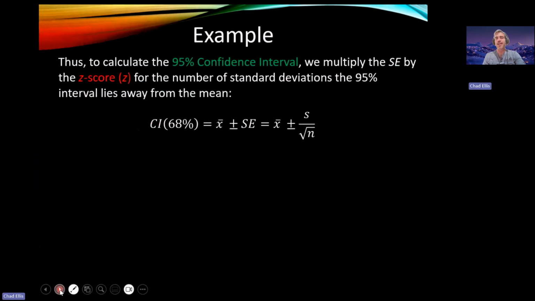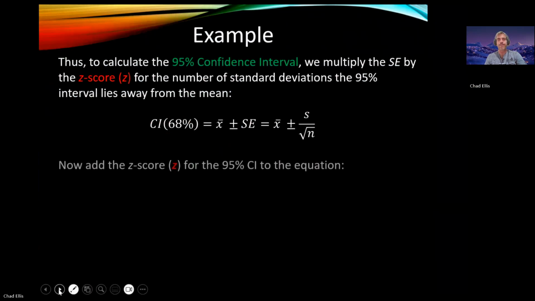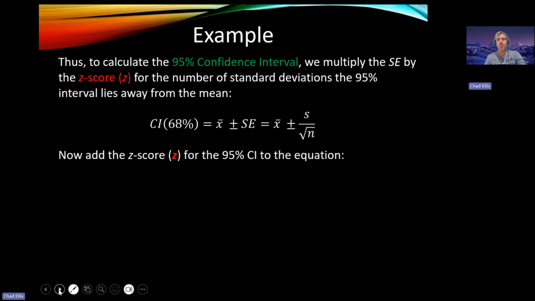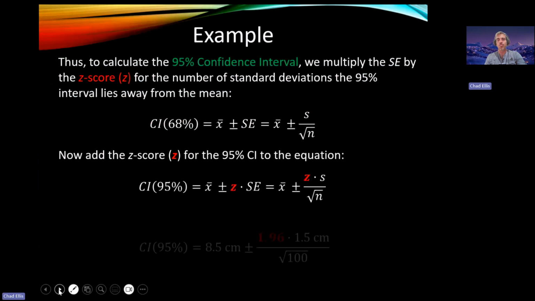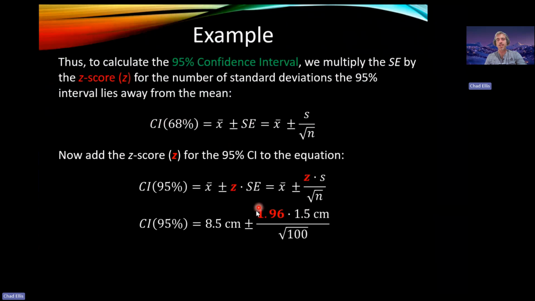So say if we wanted to calculate the 95% confidence interval, how would you do that for our pebble rock example? Well, again, we're going to take our initial calculation for the 68% confidence interval, and now we're going to use the z-score for the 95% confidence interval, which in this case is going to be 1.96.